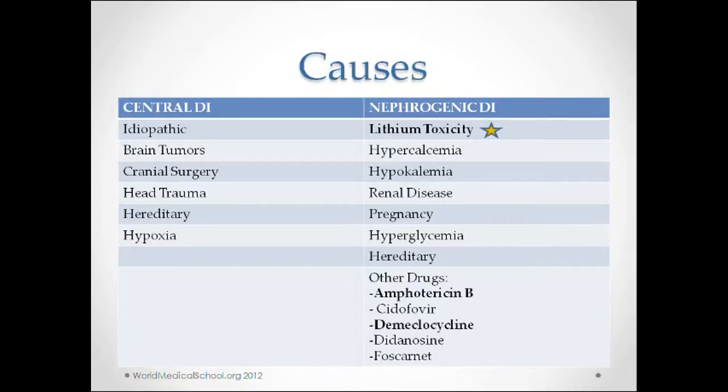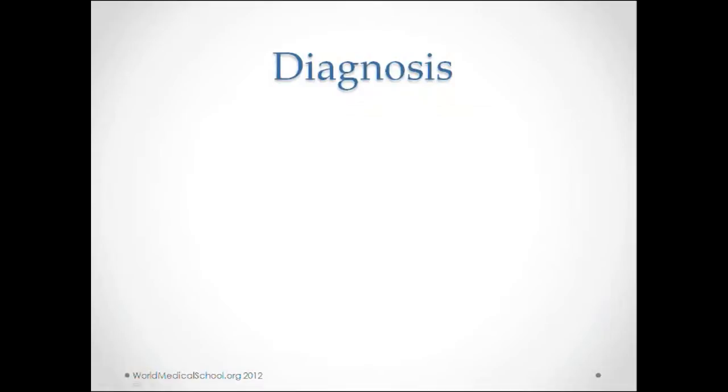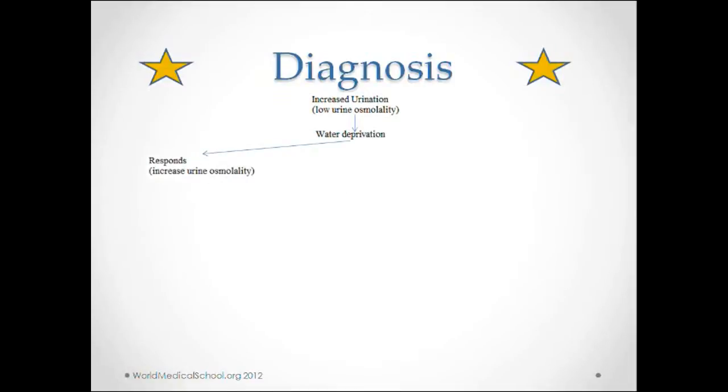It's important to know how to diagnose diabetes insipidus. The pathway in this slide is very high yield for the exam. So when a patient presents with increased urination or low urine osmolarity, the first step is to deprive them of water. This is known as the water deprivation test. If the kidney responds by increasing urine osmolarity, then it is primary, also called psychogenic polydipsia.